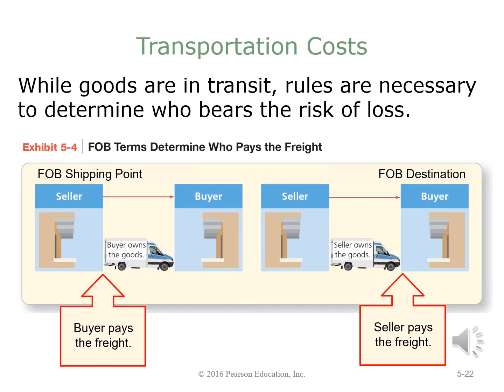Let's take a break and talk about transportation costs. Either the buyer or the seller has to pay for the transportation costs of shipping the merchandise inventory to the buyer. The purchase agreement usually specifies FOB, which is free on board terms. These terms will determine when the title of the goods transfers to the buyer and who pays for the freight.